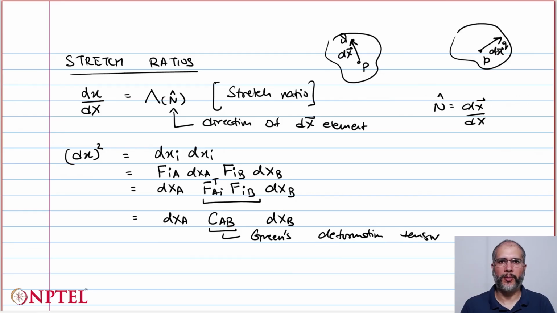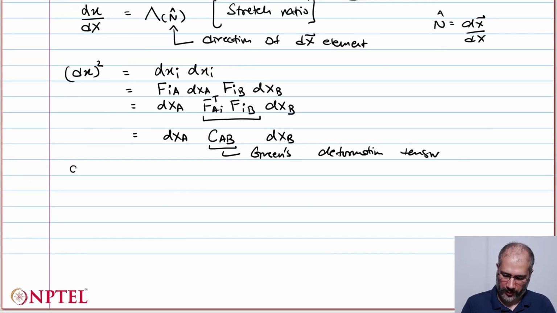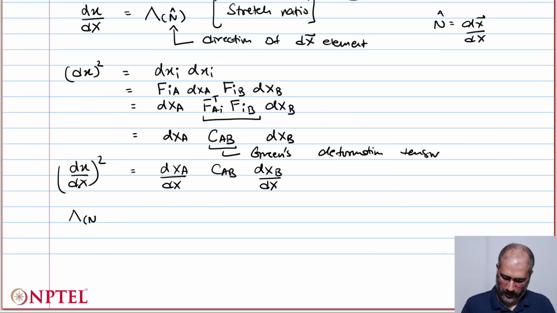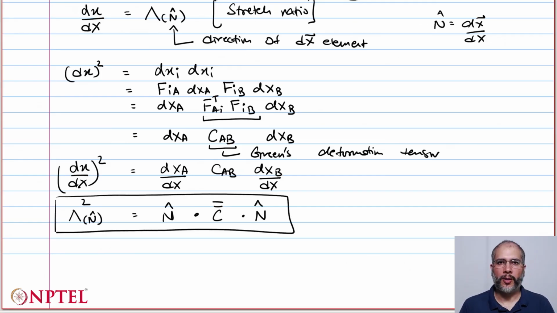Now if I divide both sides by d capital X squared, so we get d small x by d capital X squared, and this becomes d capital X_A upon d capital X times C_AB times d capital X_B upon d capital X. So this is nothing but the stretch ratio in the n hat direction squared, as n hat dotted with the C tensor dotted with n hat. I'll box this relation. So the knowledge of C will help us find out the stretch ratio squared.